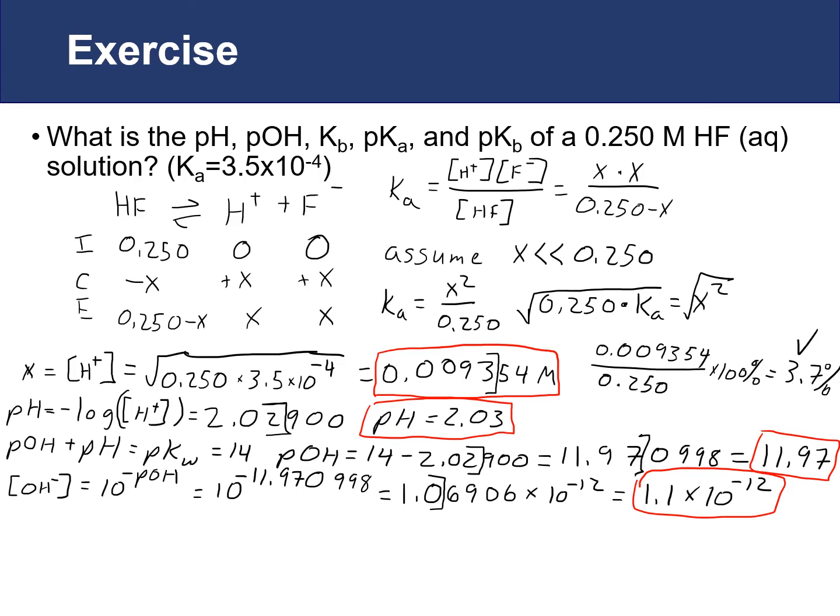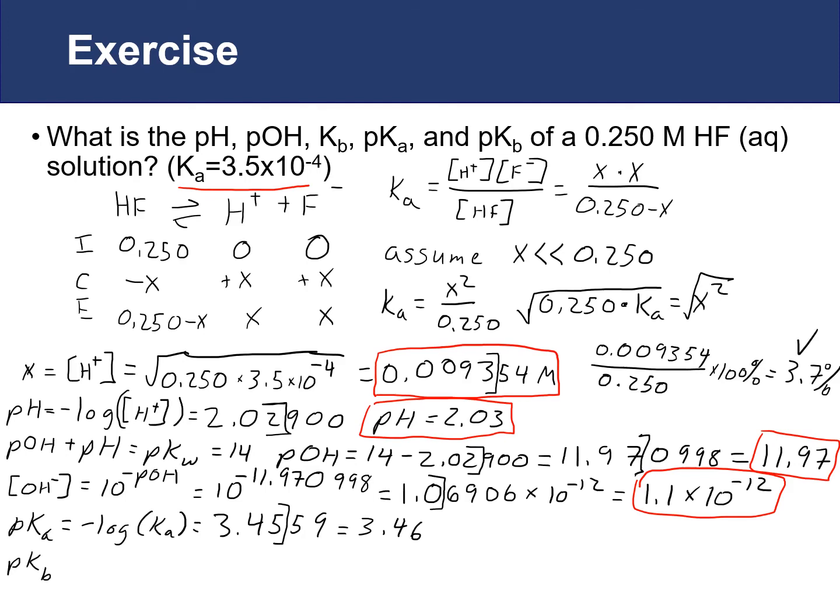Okay, now we're going to find our pKa, pKb, and Kb. So our pKa is equal to, well, it's pKa, so it's the negative log of our Ka, which would be the negative of our Ka value up here. So if we take the negative log of 3.5 times 10 to the negative 4, that is 3.4559. Because our Ka has 2 significant figures, our value is going to be accurate to 2 decimal places. So that means that our pKa would be 3.46.